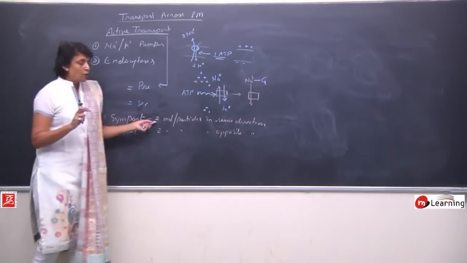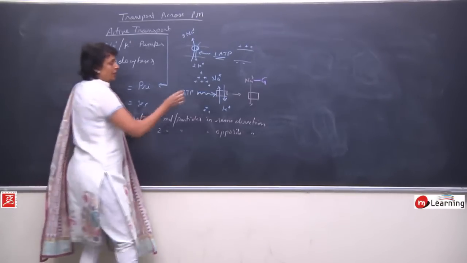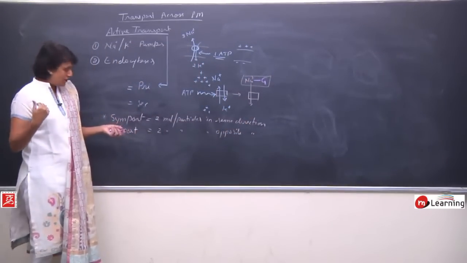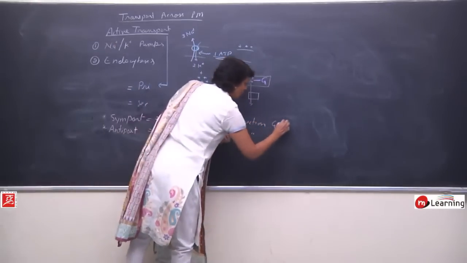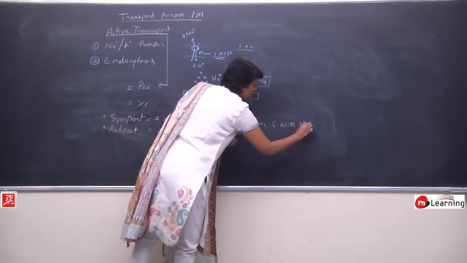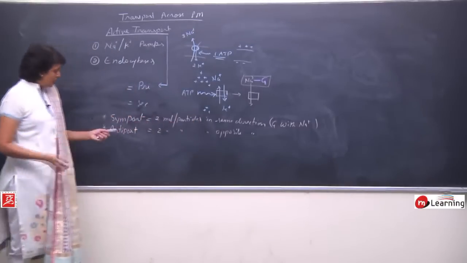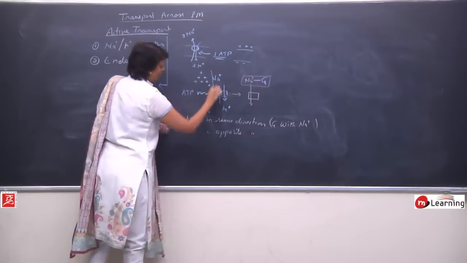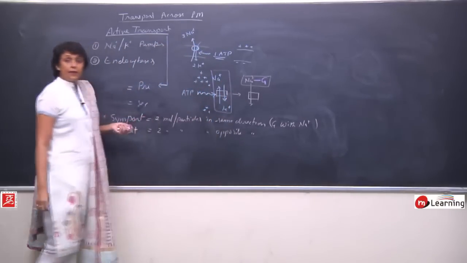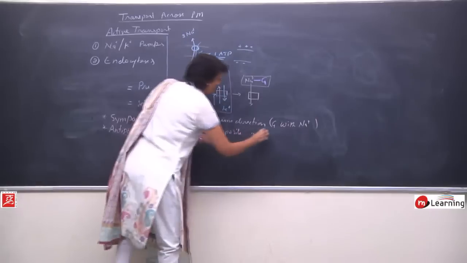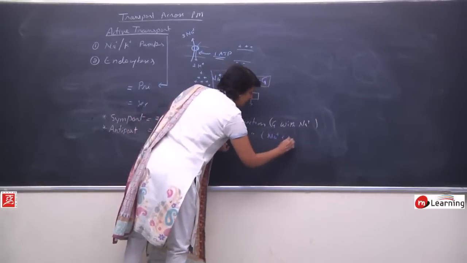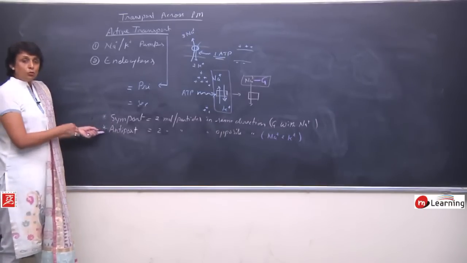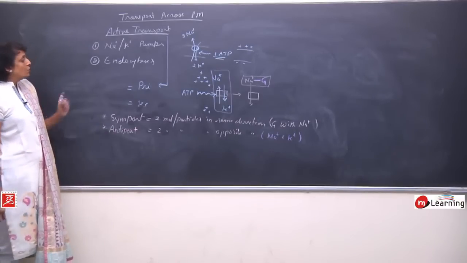Now, out of these two examples which we have taken here, which will be the example of symport? We want two molecules or particles to move in the same direction. This will be the example of symport. Sodium ions and glucose are moving in the same direction. So the symport example is glucose with sodium ions. Antiport means two particles are moving in the opposite direction. This sodium and potassium will be antiport. So the example of this is sodium ions and potassium ions. So symport and antiport are two types of, again, active transport movements.